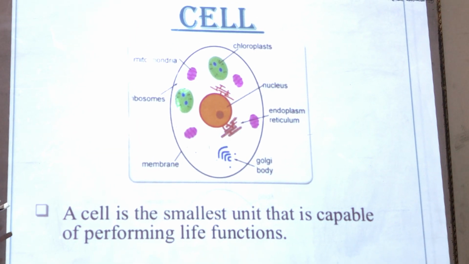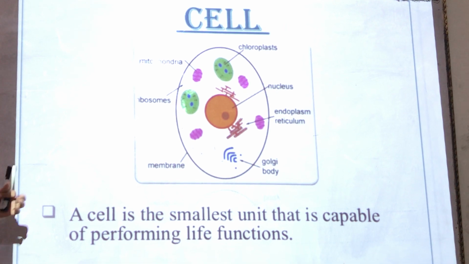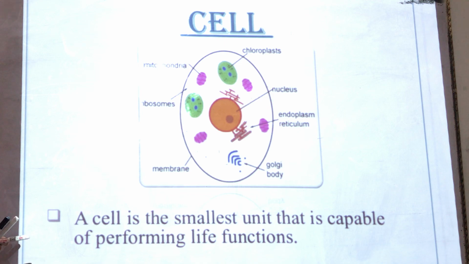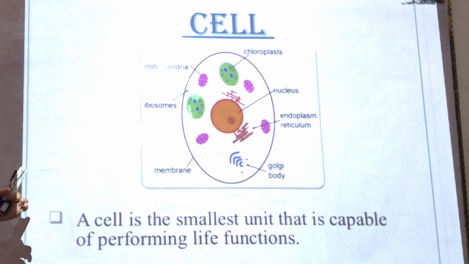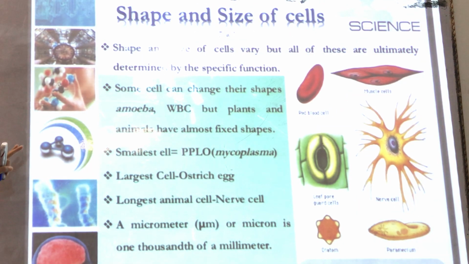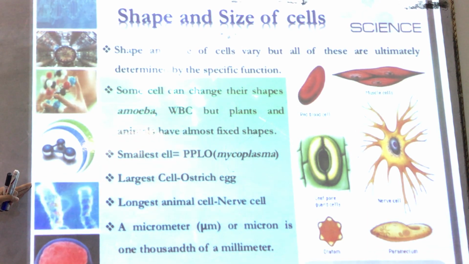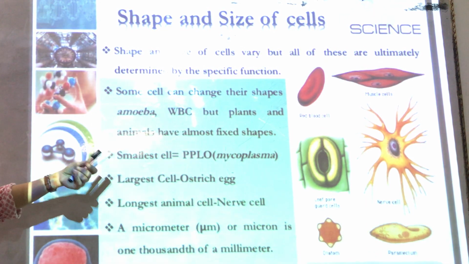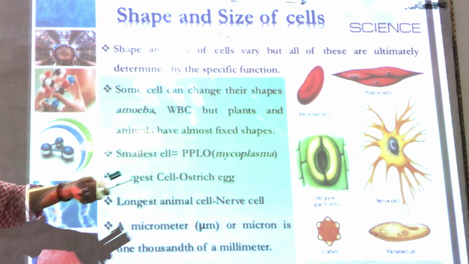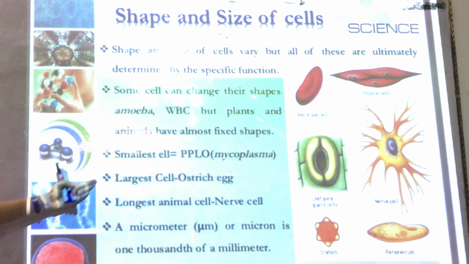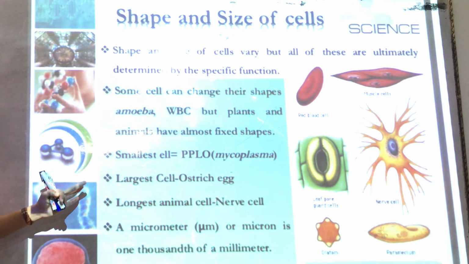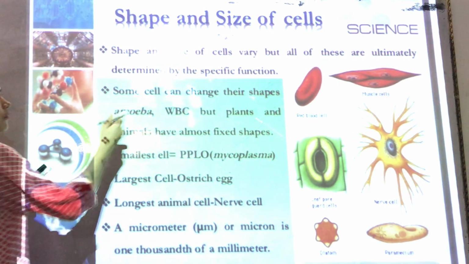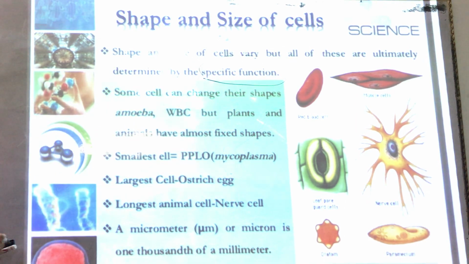So what is a cell? Before that, let's understand that a cell is the smallest unit that is capable of performing life functions. We have already covered what a cell is. Now we all know that cells are of different shapes and sizes: blood cell, red cell, muscle cell, leaf pore cell, the nerve cell. All these cells differ in their size because they perform specific functions.